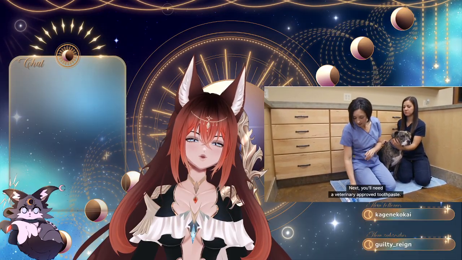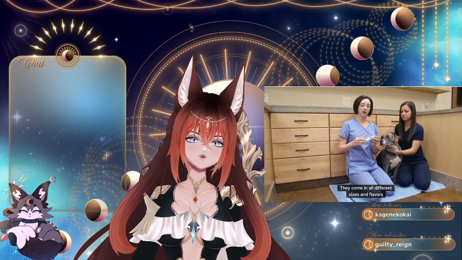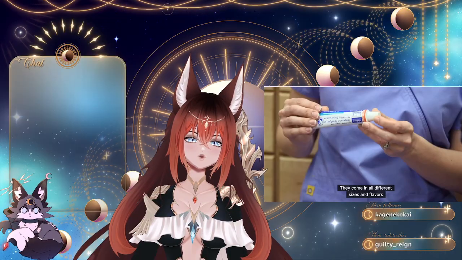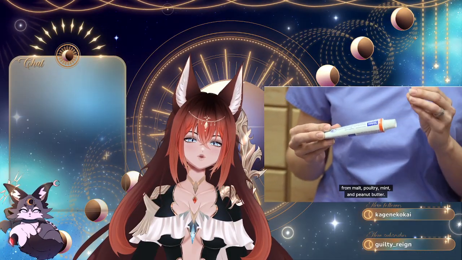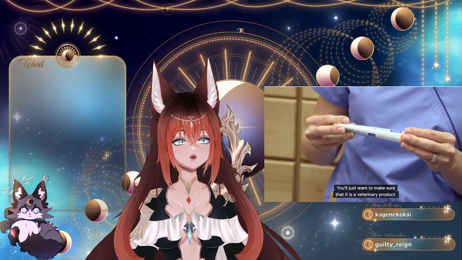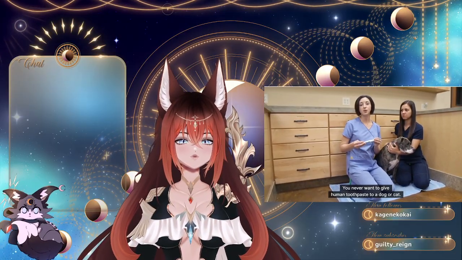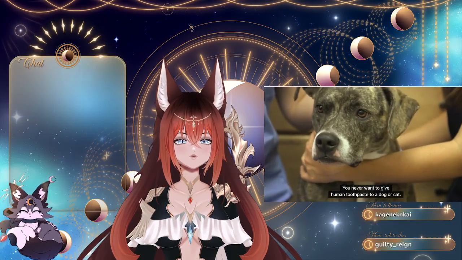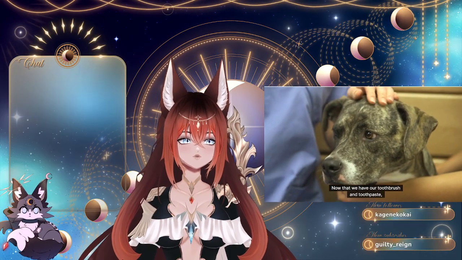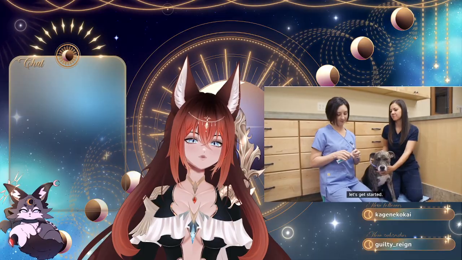Next, you'll need a veterinary approved toothpaste. They come in all different sizes and flavors, from malt, poultry, mint, and peanut butter. You'll just want to make sure that it is a veterinary product. You never want to give human toothpaste to a dog or cat. Now that we have our toothbrush and toothpaste, let's get started.